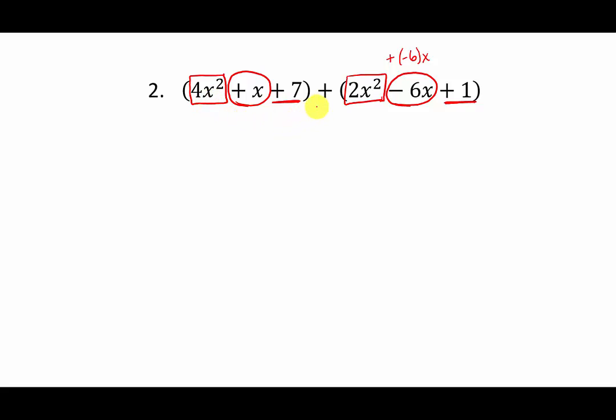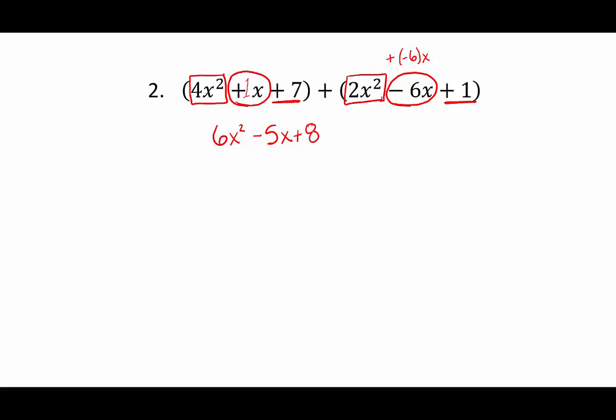So 4x squared plus 2x squared. 4 plus 2 is 6. I have the x squared. And then I have x, and right here this is an invisible 1. So it's like saying 1x plus negative 6x, right? 1 plus, here's our negative 6. Or that's the same as 1 minus 6, which would give us our minus 5x. And then my constants, 7 plus 1. That's just a plus 8.